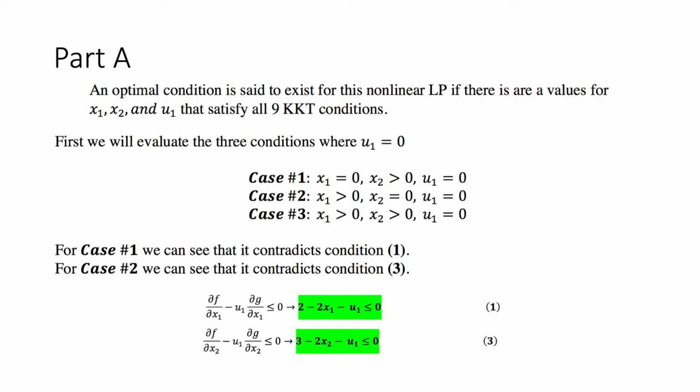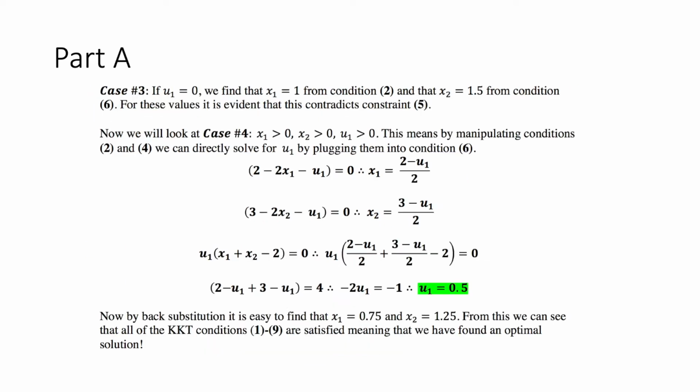The first way we started was to see if u1 was actually equal to 0, which was given in the 3 cases below. By doing this, we found that case 1 was violated through condition number 1 of the KKT conditions. Case 2 didn't work because it violated condition 3. And case 3 didn't work because it violated condition number 5. So from this, we knew that u1 was greater than 0, and so then we tried case 4, where all the variables were greater than 0.